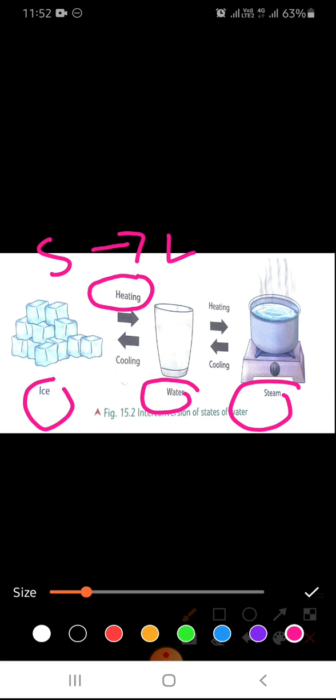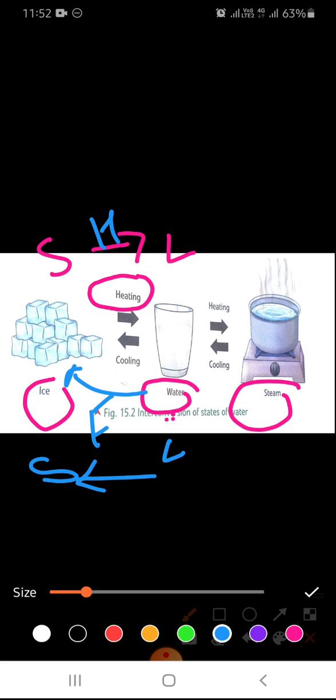Similarly, when we cool water, we will get ice. So through the process of freezing, we will get liquid to solid form, that is water to ice, and on heating we will get solid to liquid form, that is ice to water.